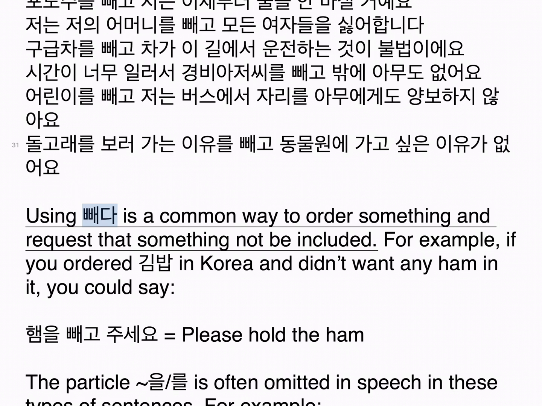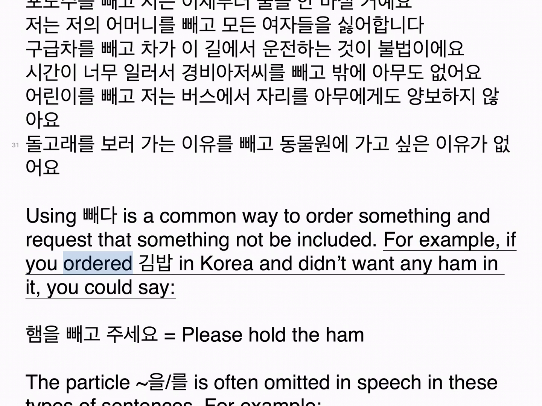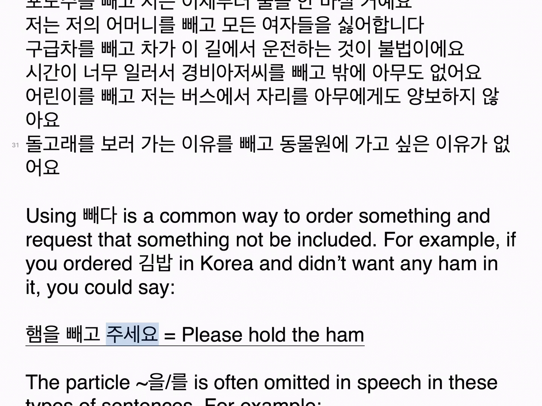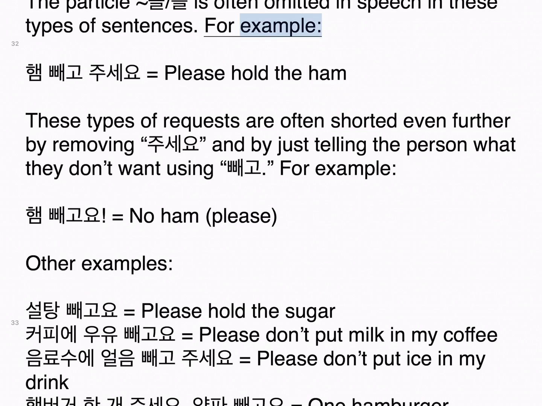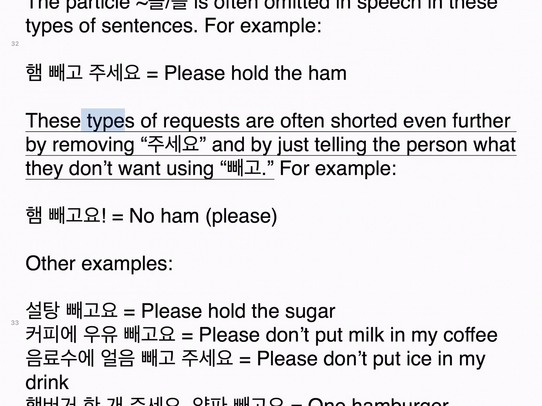Using 빼다 is a common way to order something and request that something not be included. For example, if you ordered 김밥 in Korea and didn't want any ham in it, you could say, 햄을 빼고 주세요, please hold the ham. The particle 을 is often omitted in speech in these types of sentences. For example, 햄 빼고 주세요, please hold the ham. These types of requests are often shortened even further by removing 주세요.